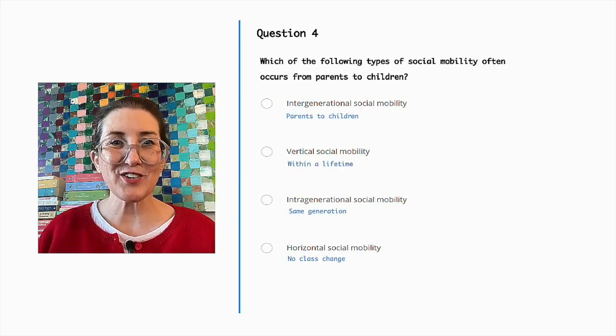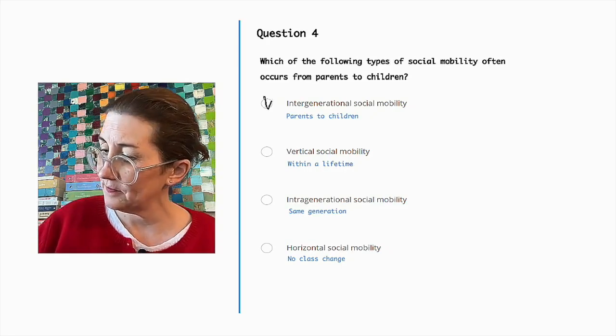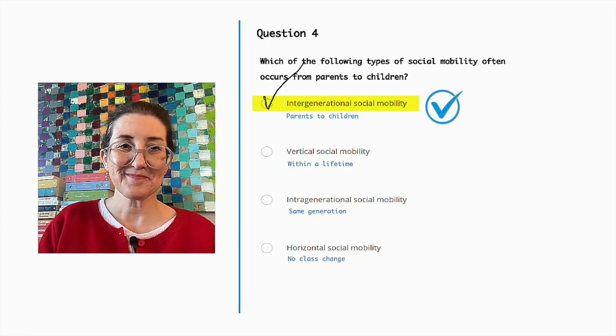The correct answer is intergenerational social mobility, which describes the social changes between different generations within a family. I hope I was able to clarify the types of questions you will find on the subtopic of social stratification for the Praxis 5952 exam.